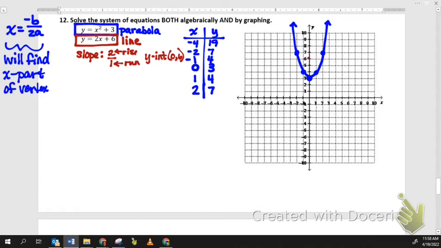So I'm going to graph that first. Rise over run means I go up 2 and run which way? Right. Up 2, right 1, up 2, right 1. And then I'm going to use a straight edge to draw this line in.